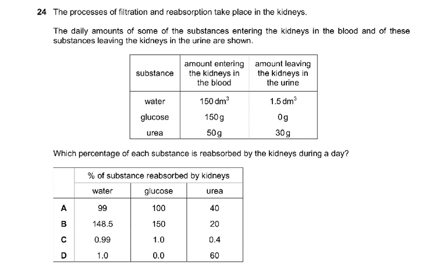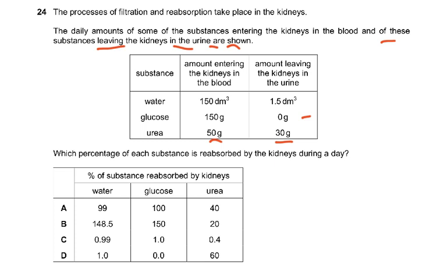The process of filtration and reabsorption takes place in the kidneys. The daily amounts of some of the substances entering the kidneys in the blood, and of these substances leaving the kidneys in the urine, are shown. So water enters 150 dm cube, 1.5 dm cube is lost in the urine. Glucose 150, and 0 grams in the urine. Urea 50 grams enters, and leaving the kidneys in the urine is 30 grams. Which percentage of each substance is reabsorbed by the kidneys during a day?